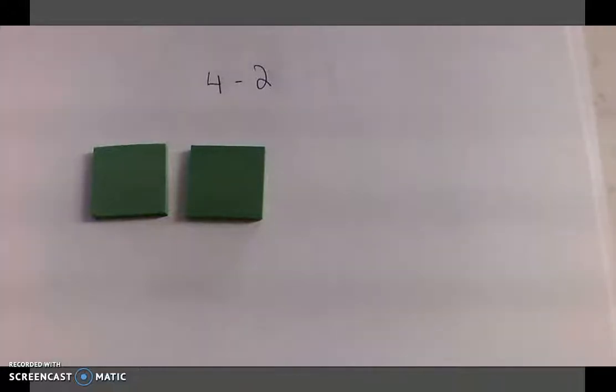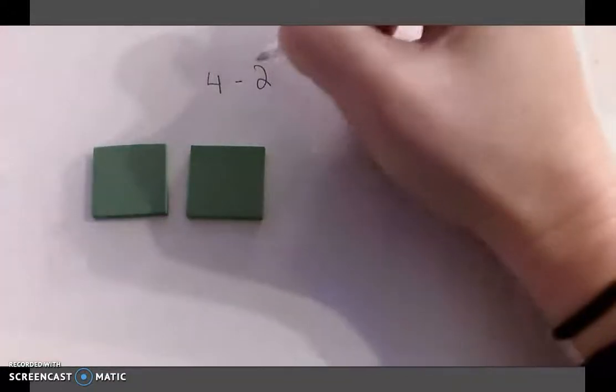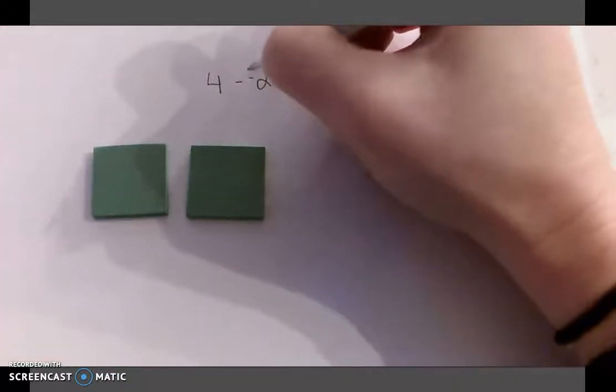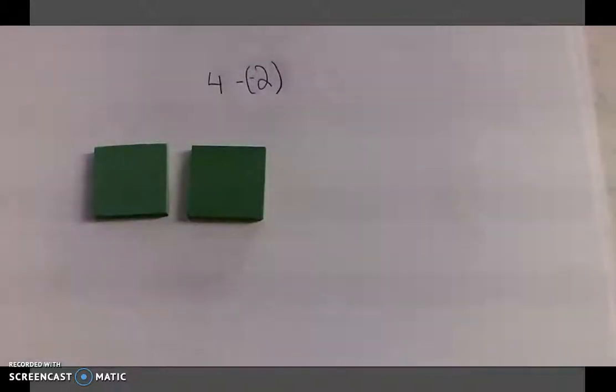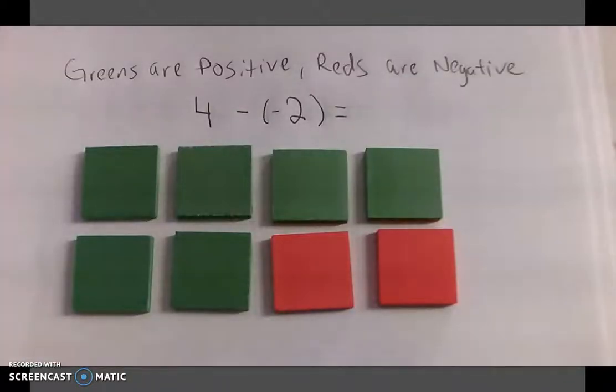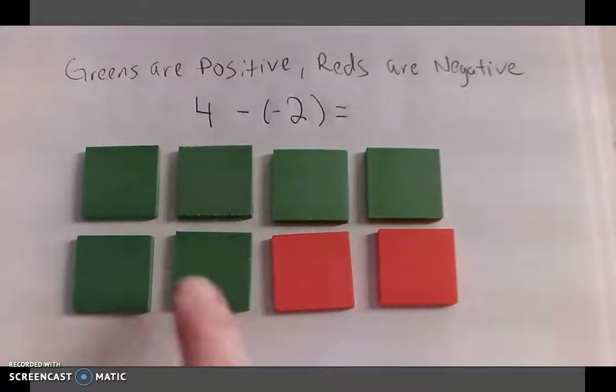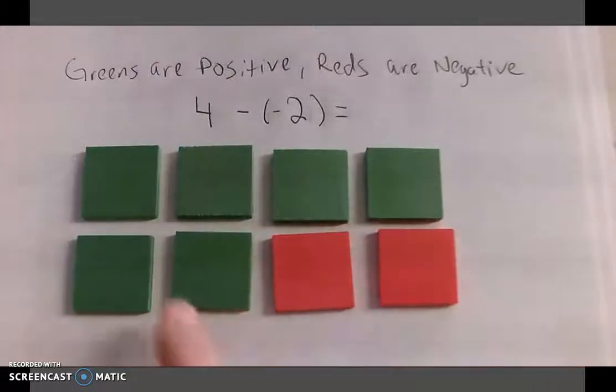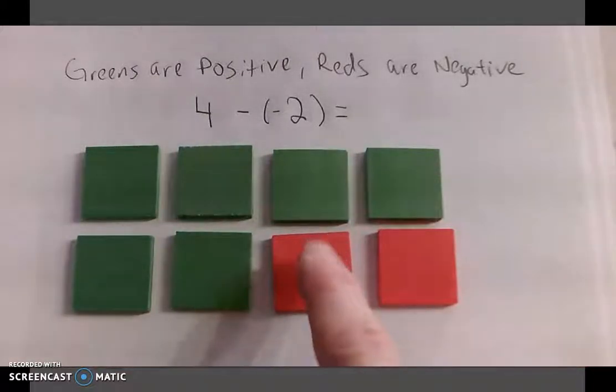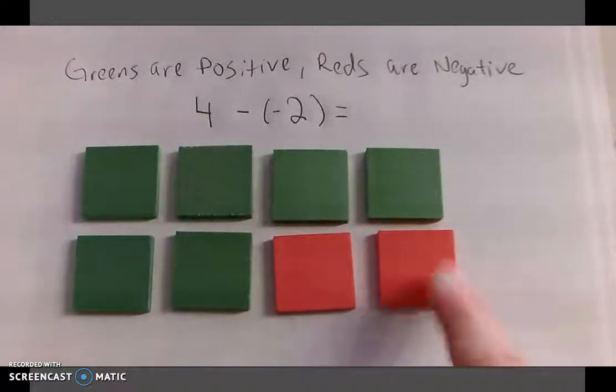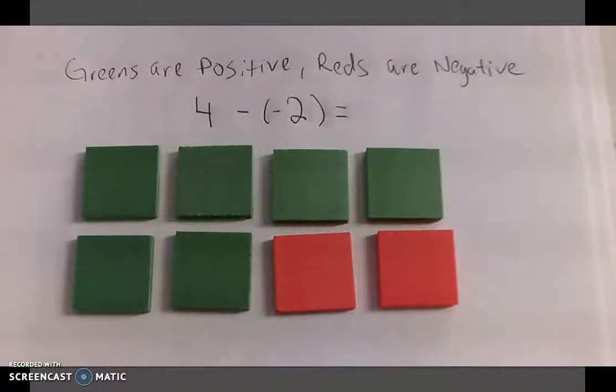But what if I wanted to do some negatives? What if I want to introduce negative manipulatives? What if I wanted to do 4 take away a negative 2? What would that look like? In order to do this, we are going to introduce some negative units with the manipulatives. We already said that the green units are positive units. Now we're going to introduce some negative units. The red will be negative, all right?